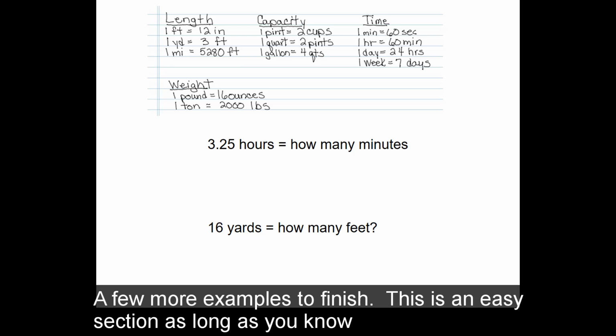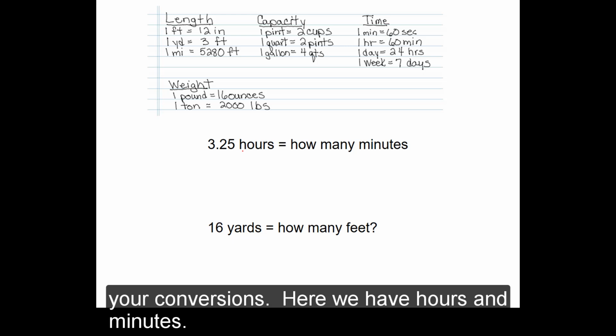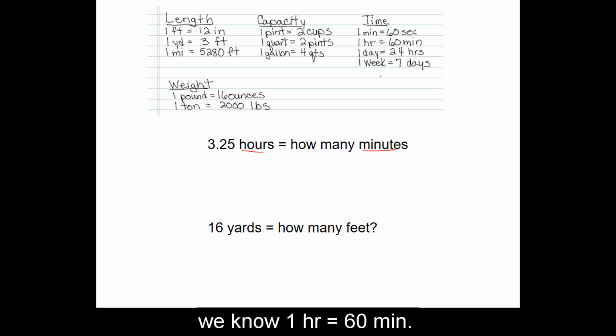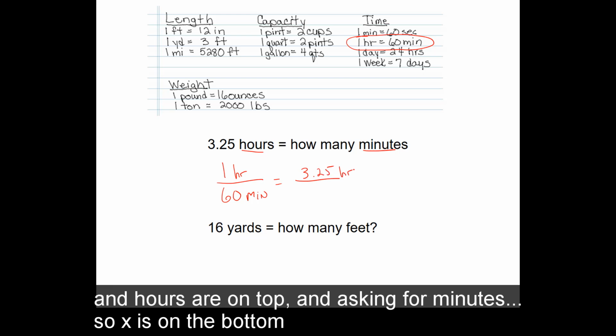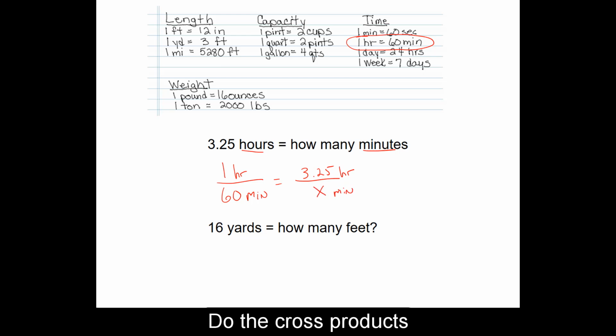A couple more examples and we'll be finished, because this is a very easy section as long as you know your conversion units. So here we have hours and minutes. Okay, so we go to our time and look at hours and minutes. Well, everybody should already know this, that 1 hour is 60 minutes. So I'll go ahead and write that as a rate, 1 hour, 60 minutes. And then do the other part of the proportion. I've been given the hours, 3.25. So I'll put that on top. Since hours are on top, they're asking for minutes. I'll put the x on the bottom, since that's where the minutes are.